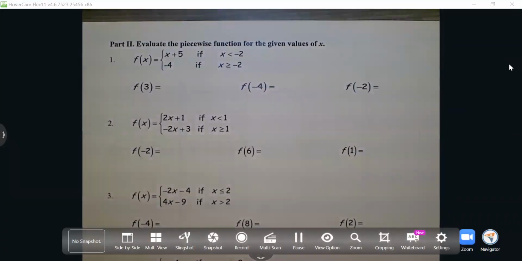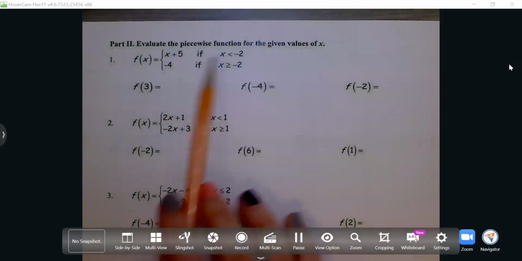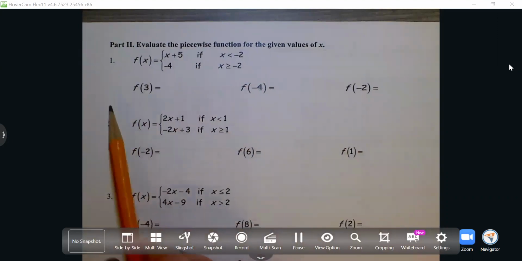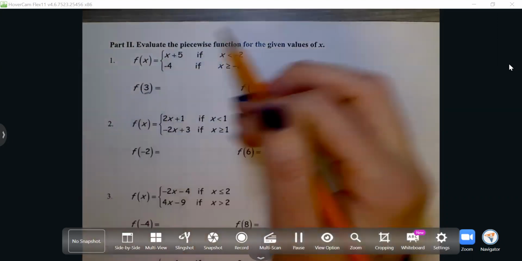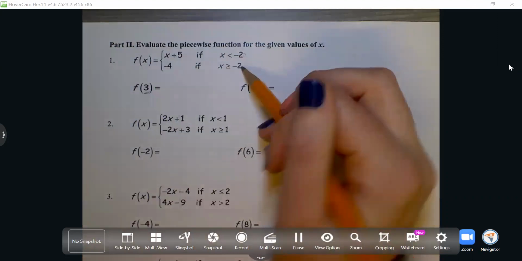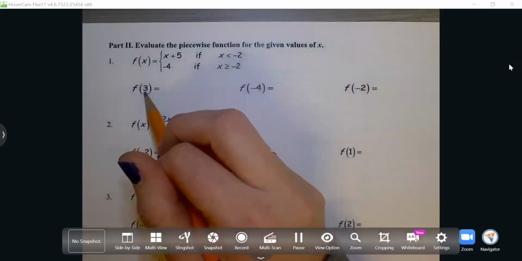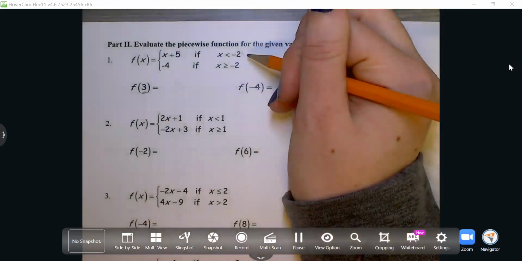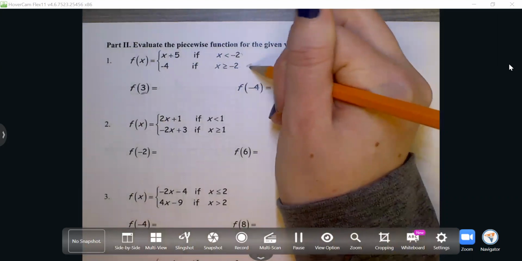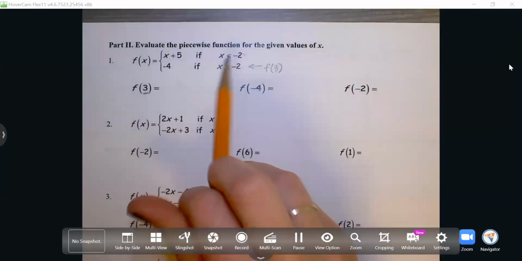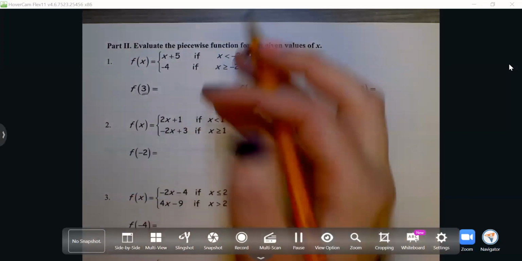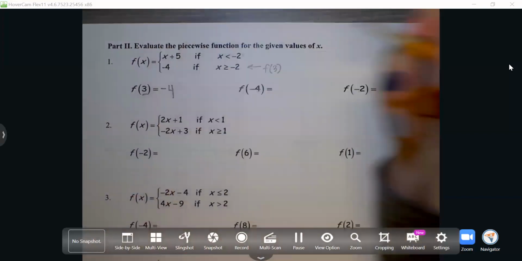The last example I want to show is actually on the back page. When we are asked to find the value, I'm going to be plugging these values into this function. The first question is to ask which function does that fall under? So at f of 3, 3 is greater than -2. So f of 3 is going to be in this function. At f of 3, it equals -4. That's my answer.